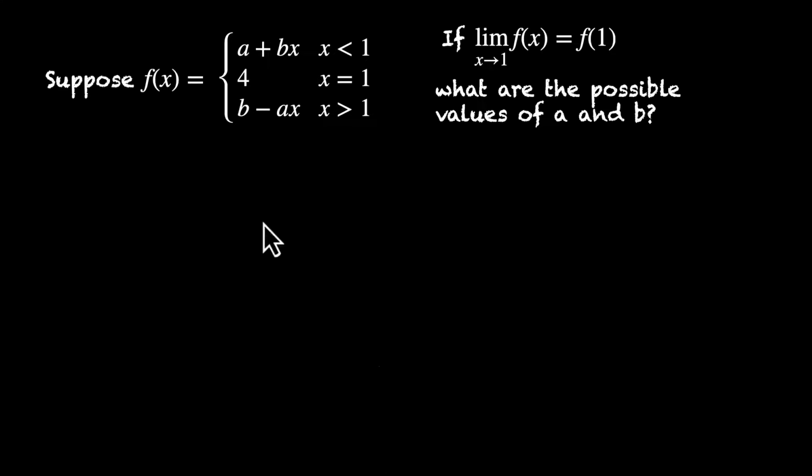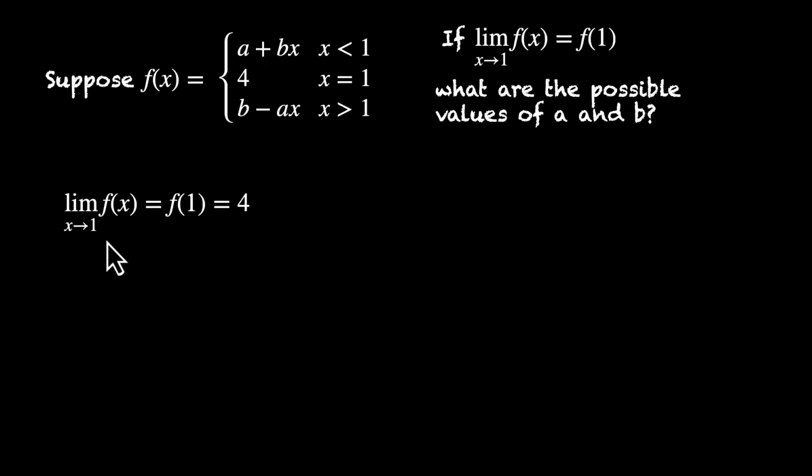Okay, let's do this together. If the limit at 1 exists, this means that the left hand limit is equal to the right hand limit. And we're also given that the value of this limit is equal to f(1), the output when we input 1. And what's that? When x is 1, the output is 4. So not only do we know that the left hand limit and the right hand limit are the same, we also know that both of them are equal to 4. Let's use them to get equations in a and b, and then we'll solve those equations for the values of a and b. So let's do that.